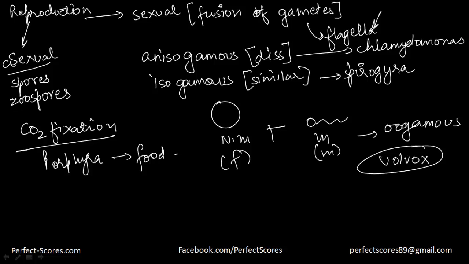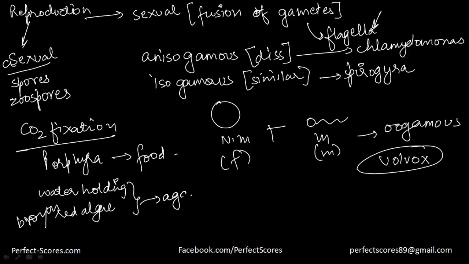Then there are some other kinds also, like the brown algae and the red algae. They produce large amounts of hydrocolloids, that means water holding substances. So examples of that are the red algae and the brown algae. From that you can get materials like agar, that is used in preparation of lots of jellies and ice creams.